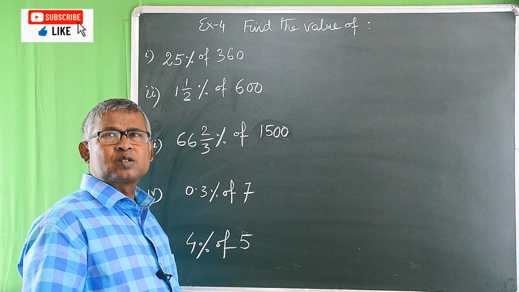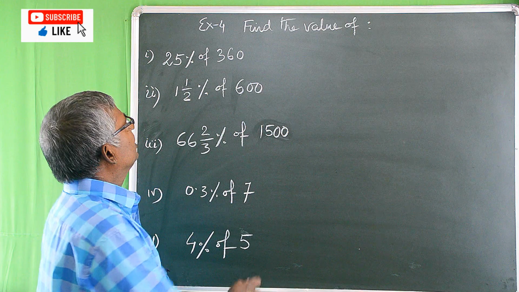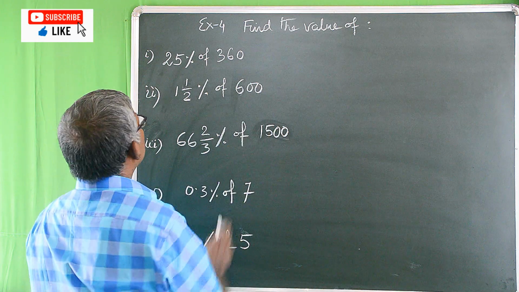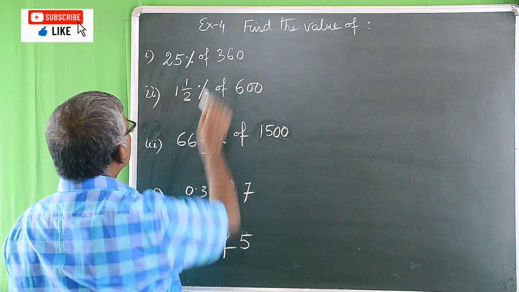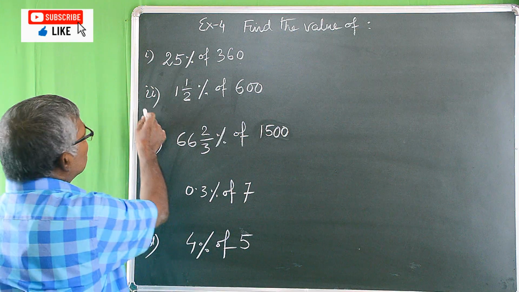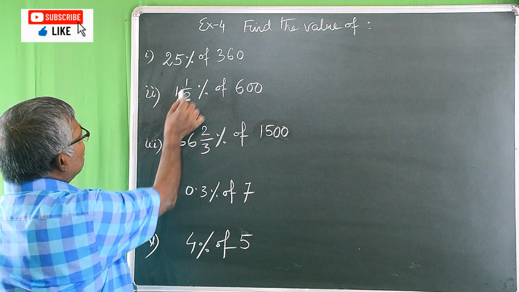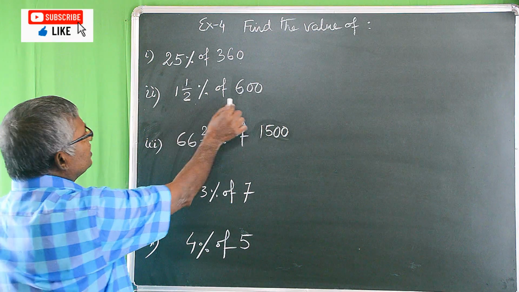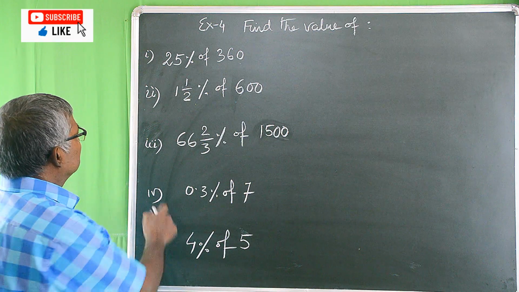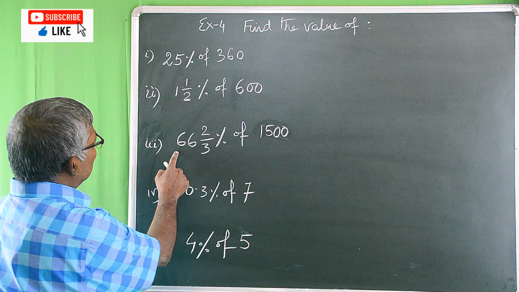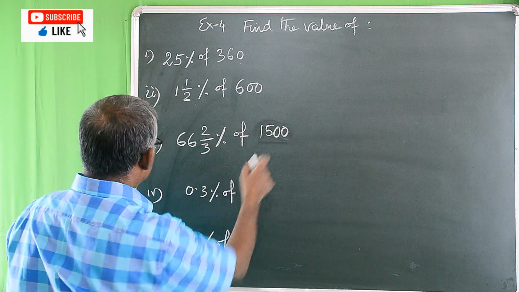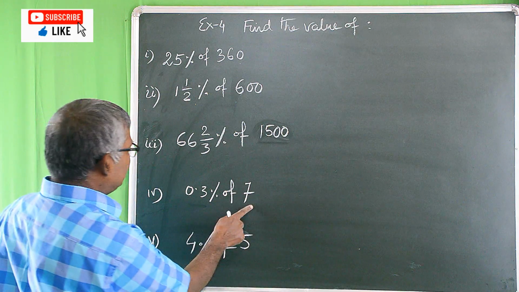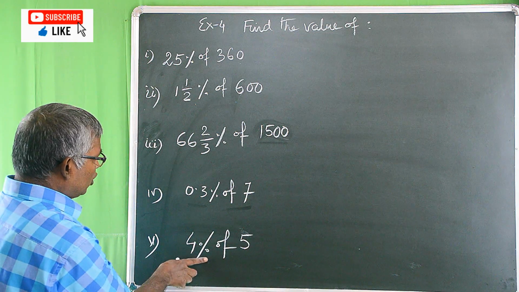Students, let us consider the next problem. Find the value of 25% of 360. Second question, 1 whole 1 by 2% of 600. Third, 66 whole 2 by 3% of 1500, 0.3% of 7, and 4% of 5.